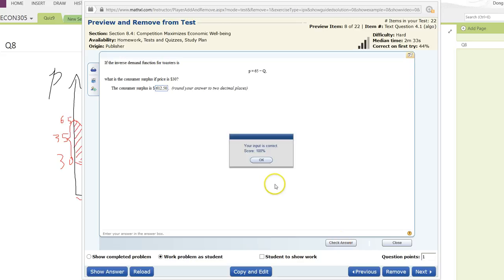Check answer. The input is correct. With this example, I just want to show you how to calculate consumer surplus, especially when the graph is not given, but just the function. You can draw the graph yourself on a chart, and that can help you understand how to calculate the consumer surplus.